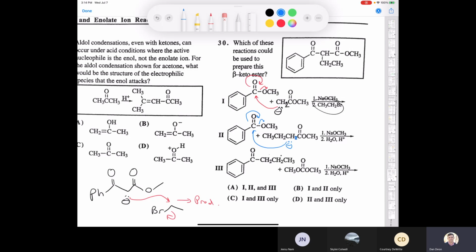And then the last one, you've got only one enolizable proton. That's this one here. You have a carbamate, which has got good leaving groups on it. So you're going to end up losing one of those. And that will give you the same compound. So the answer is all 3 of them will give you that compound.